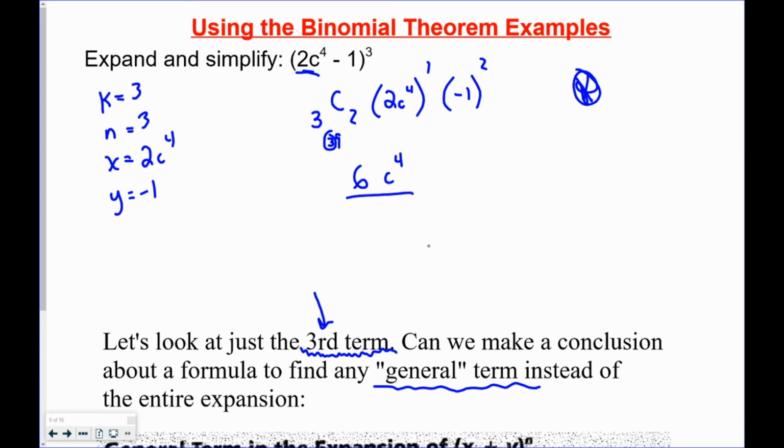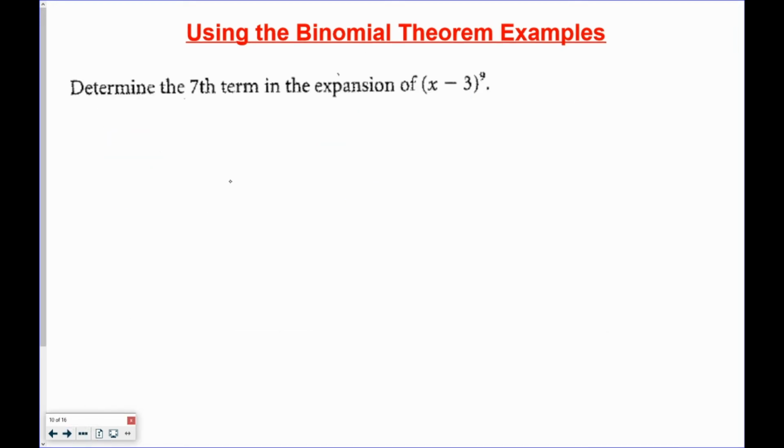There, done. Woo! I know that seemed complicated. I recommend you play it back, pause it, try it again, try it on your own, see if you can do it. Don't worry, though, because we're going to do another one right away. Let's find the 7th term in this expansion. So, n is 9.